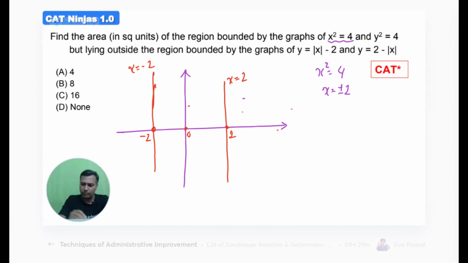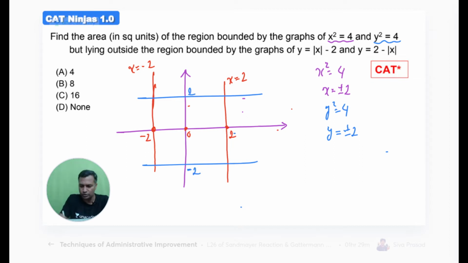Similarly, when you are saying that y square is equal to 4, certainly y is equal to plus or minus 2. Naturally, you will have a line here. This is y is equal to 2, and this is y is equal to minus 2. There is a point minus 2 here. There is a point 2 here. Therefore, this line is y is equal to 2.